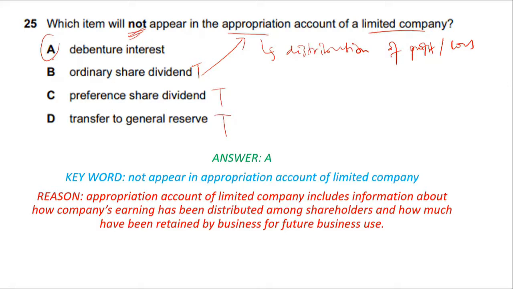Debenture interest will not appear in the appropriation account of a limited company. It would appear in the income statement because debenture interest is an expense. And if it is also payable, meaning that the company has not paid it, it will also show up in the liability section of the balance sheet. But in this case, the correct answer for multiple choice 25 is option A.